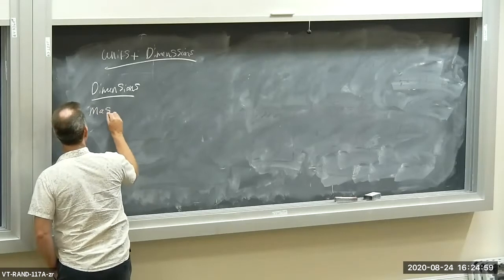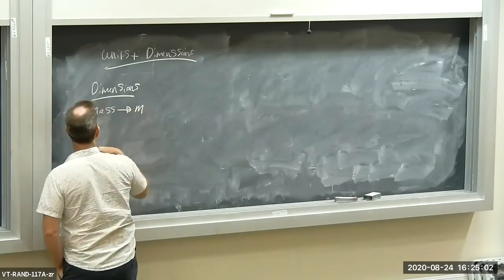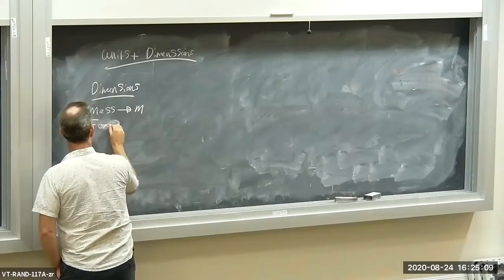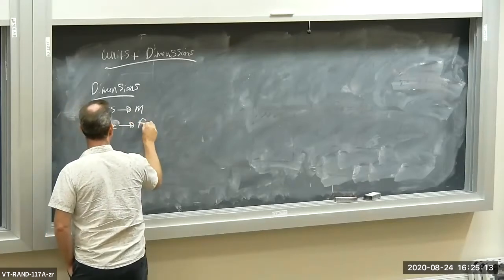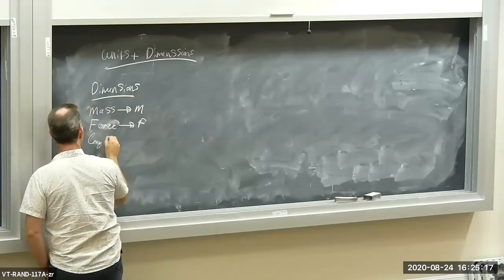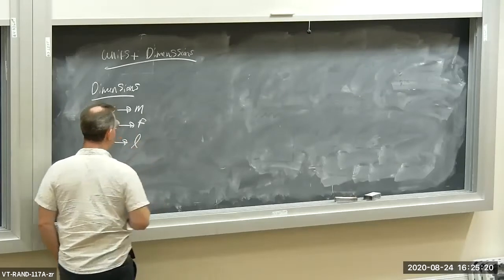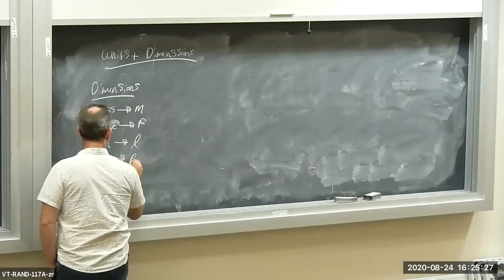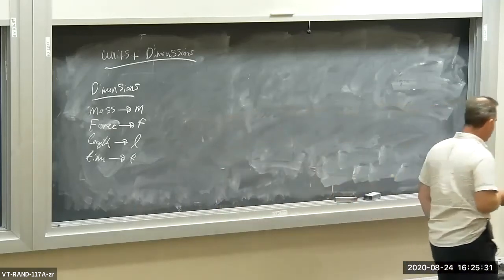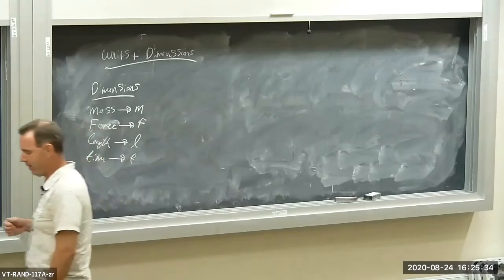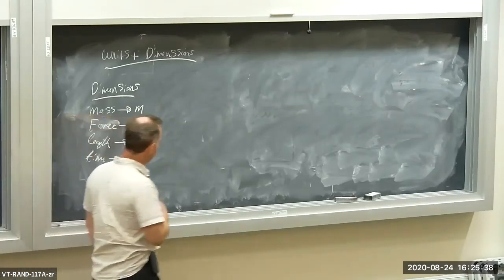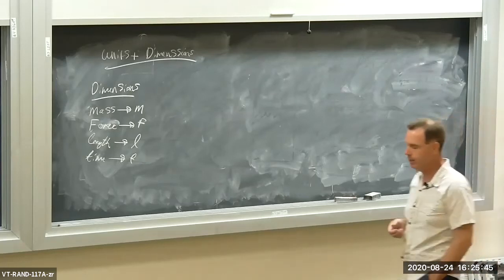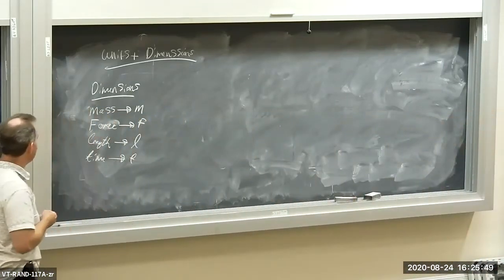So mass, I'm going to signify with an M. Force, I'm going to signify with an F. Length, I'm going to signify with an L. And time, I'm going to signify with a T. So those are the various dimensions. And of course, there's degree as well, like degree Fahrenheit or degree centigrade. If you want to put a little circle in the superscript, that's fine with me. But these are the main dimensions that we're going to be dealing with.